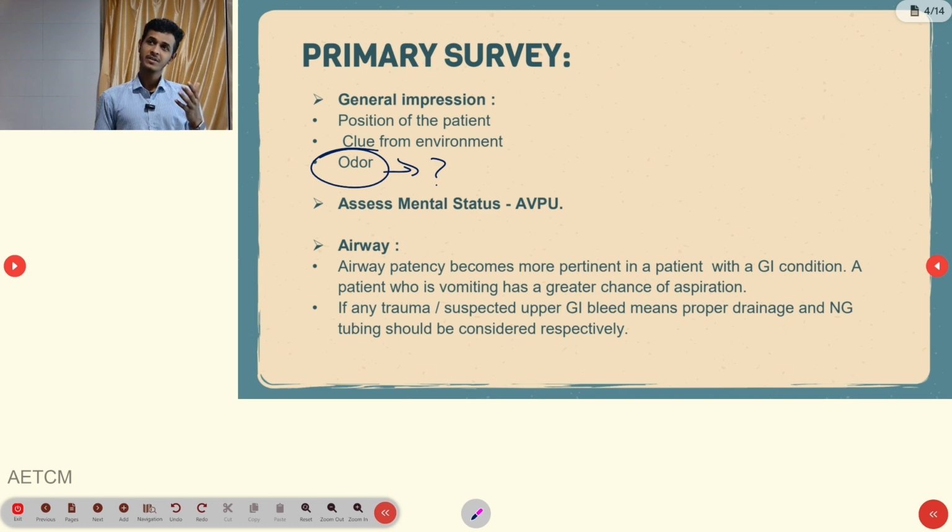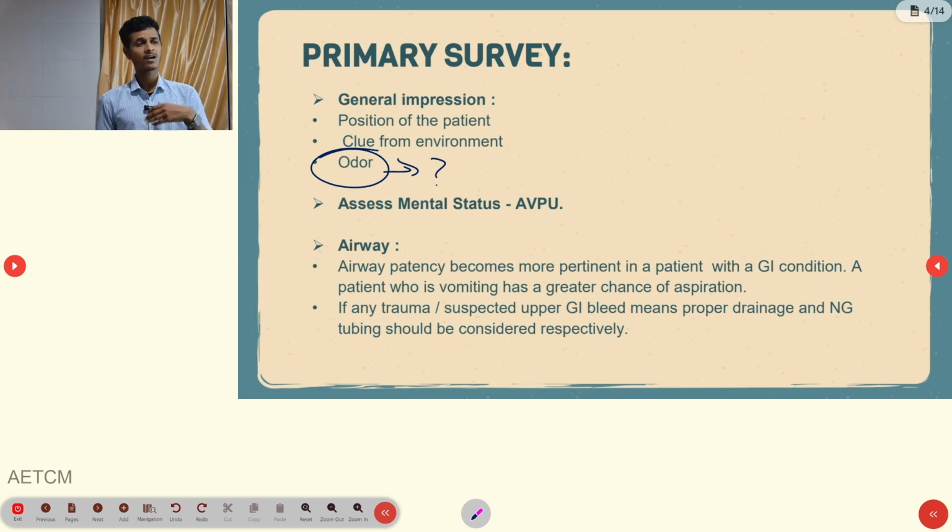Another thing, if the person has a bowel obstruction, we can get a breath smell of stool-related things. That is another key factor we can get from the odor in the initial general impression. Then we move on to the mental status assessment. There is the AVPU scale, which we already discussed. And then moving on to the steps, the third step is ABCDE: airway, breathing, circulation, disability, exposure.